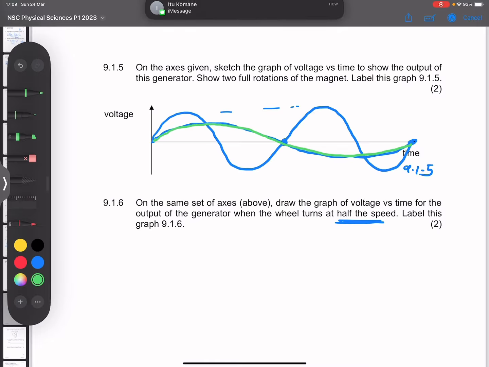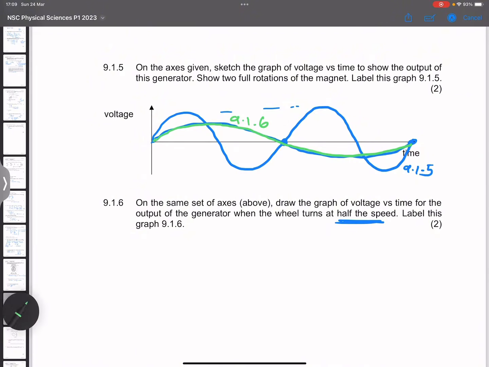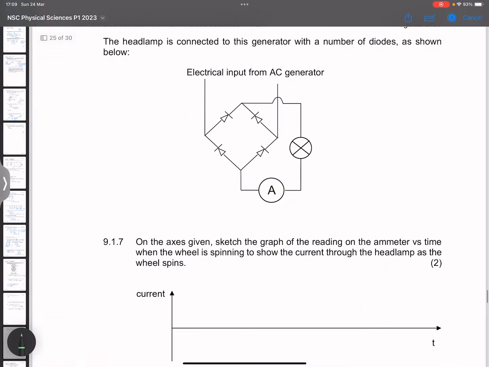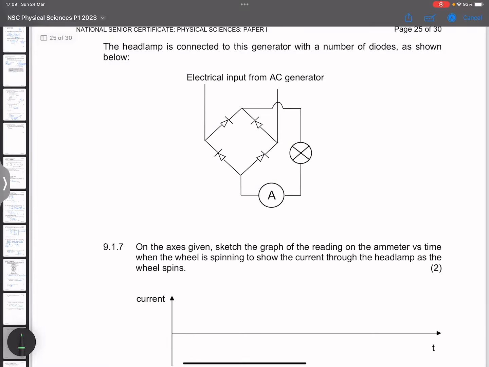Okay, and this is 9.1.6. Right now, the almost last question, they say to us, the headlamp is connected to this generator with a number of diodes as shown below. This is the rectifier circuit we were referring to earlier on. They say to us, on the set of axes given, this is a rectifier circuit.